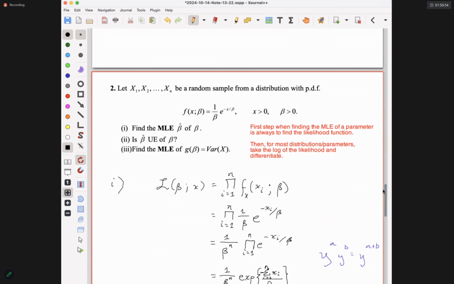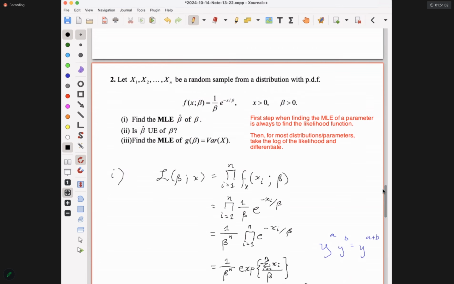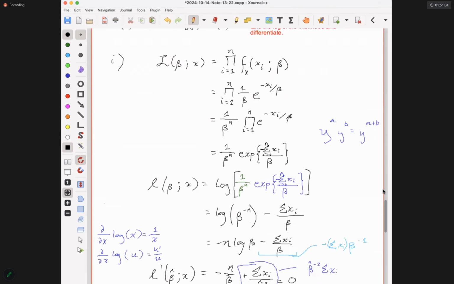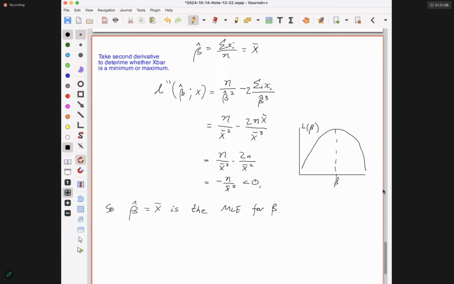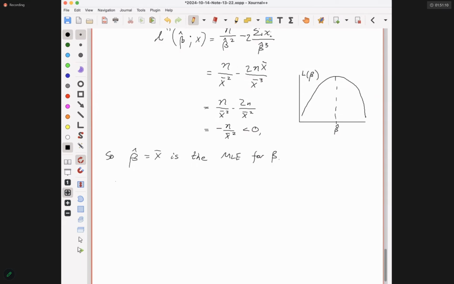Next, we want to know, is beta hat an unbiased estimator of beta? And so first, when we're doing this, what is a reasonable question to ask about beta hat?